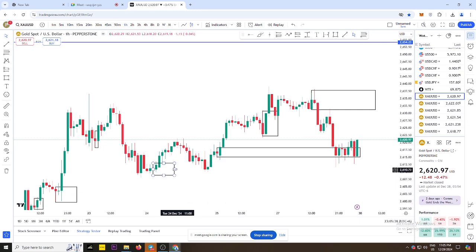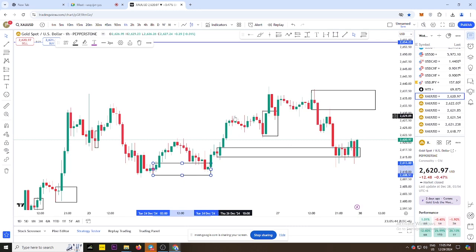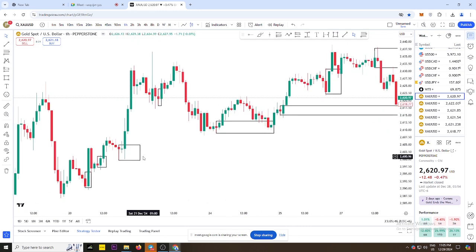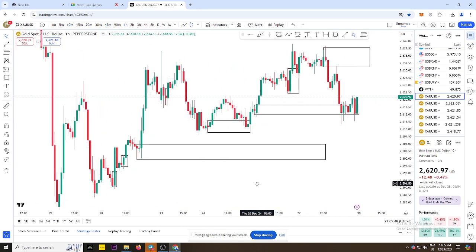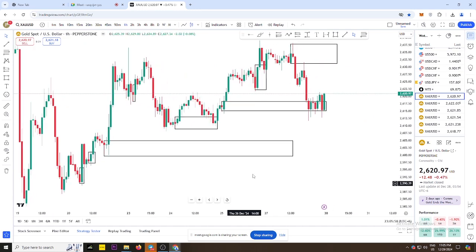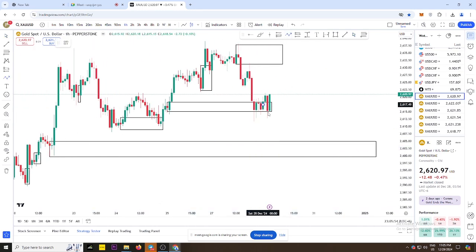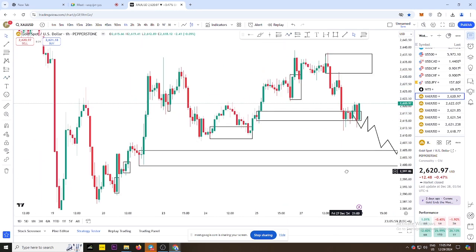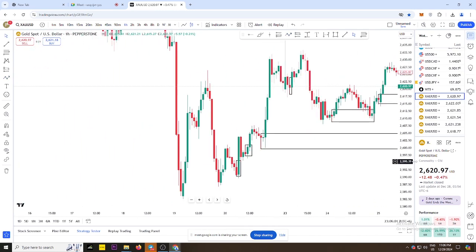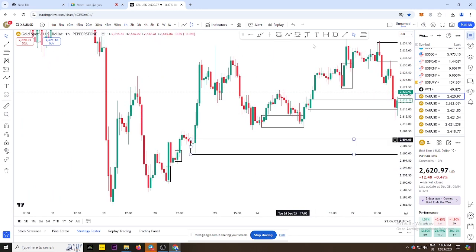Now, what we have here, we have this engulfing buy. We see the market come back to that buy and move to the buy area, and we have this one. So we can expect that if the market comes back here, it may give us a reaction and then we may have a buy.